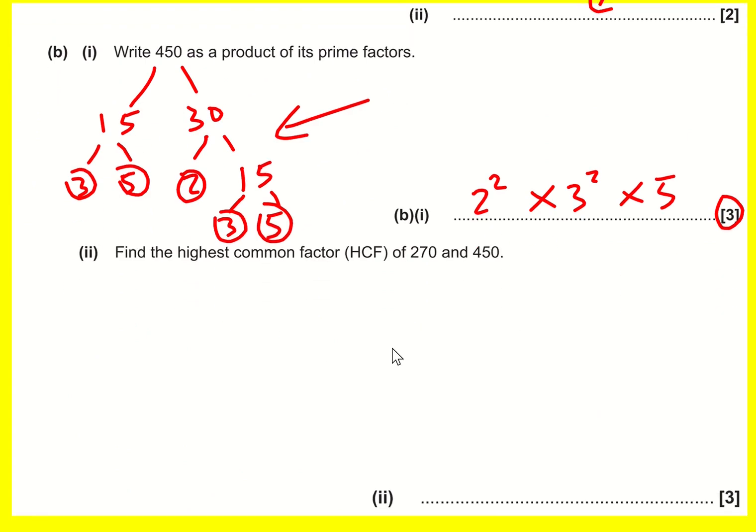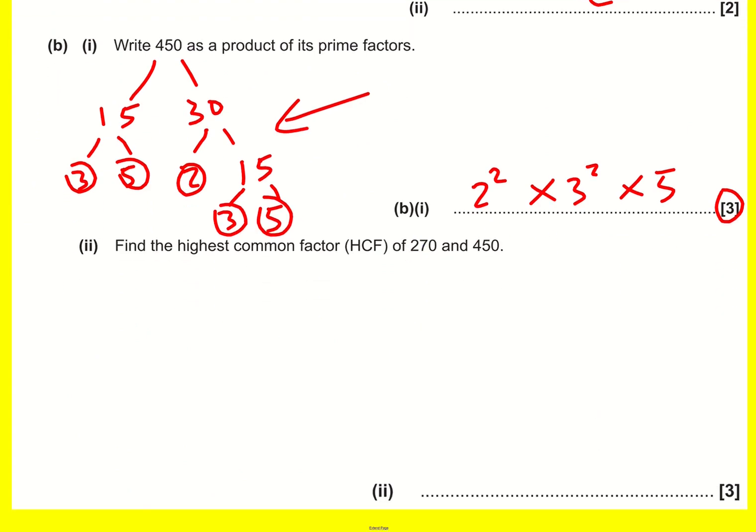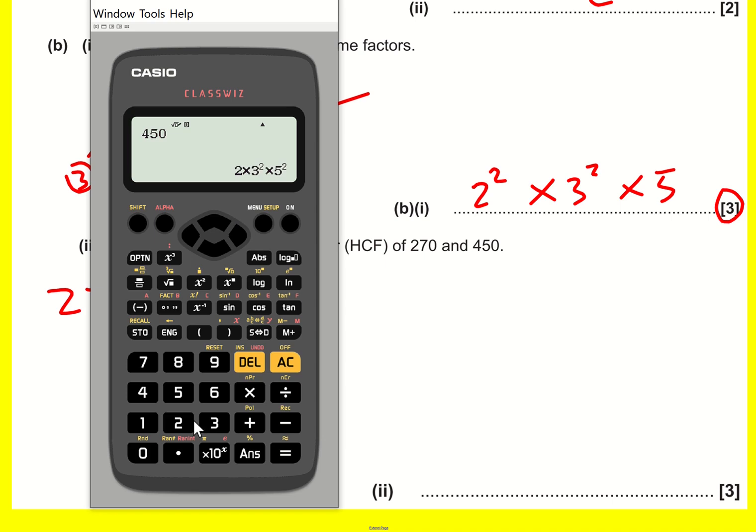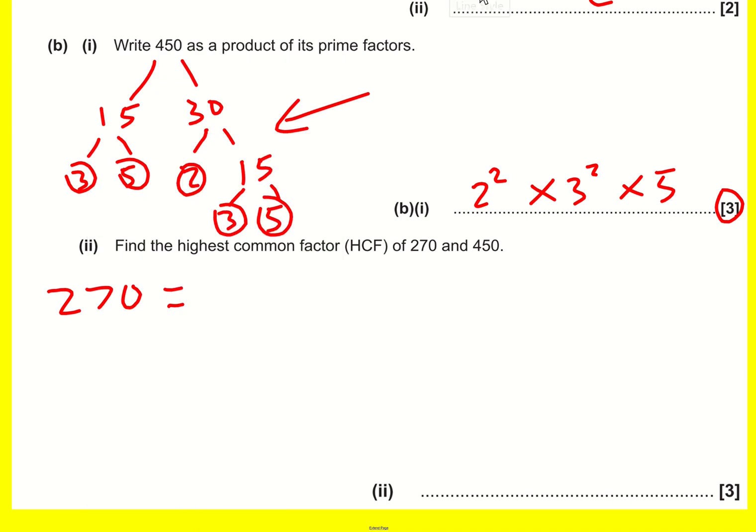We're going to need to now find 270 as a product of prime factors, but because this is a calculator paper, we can just use our calculator for that for sure. 270 equals shift fact 2 times 3 squared times 5. I think actually it's 3 cubed, sorry, times 5. Okay, now the highest common factor is the highest number that goes into both. I think I'm going to do this one using a Venn diagram method.